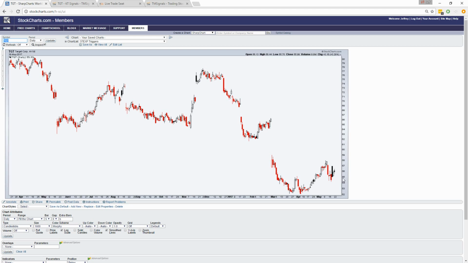Now, I debated, do I buy the 55s or do I buy the 57.5s? The 55s are more expensive, but they're in the money. They're not going to be as volatile and probably better chance of success. But why would I go with the 57.5s? I'd go with the 57.5s because I'm looking for trend.